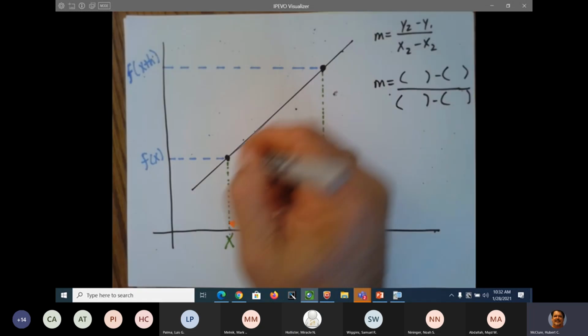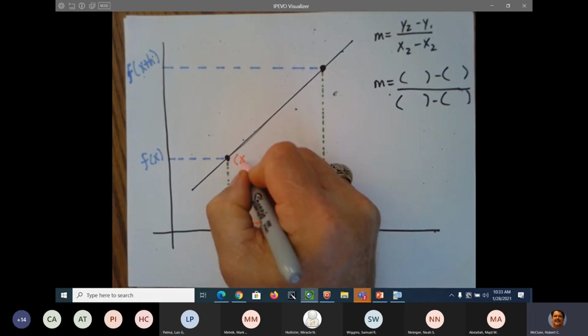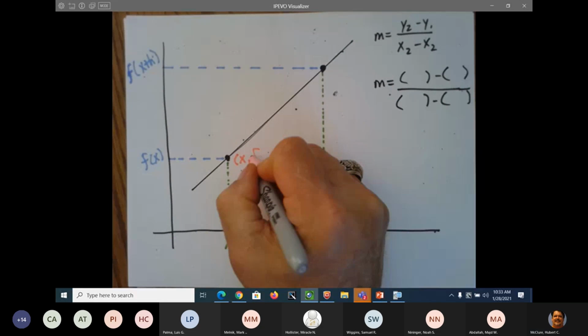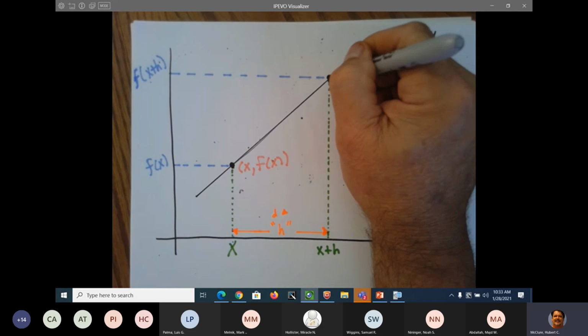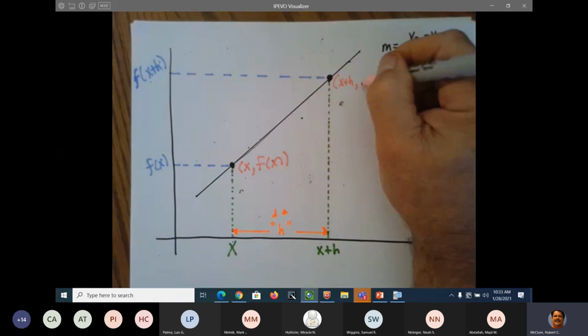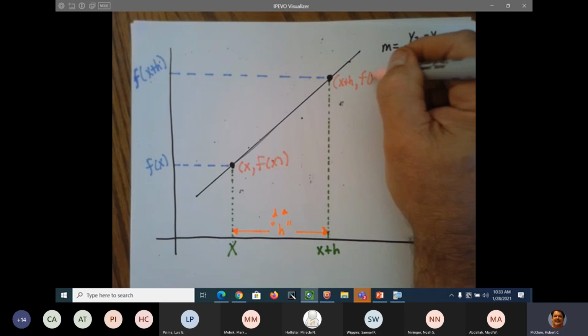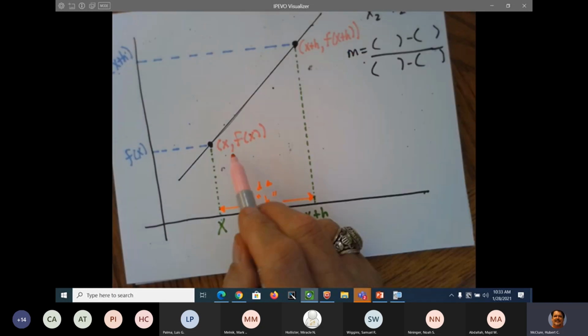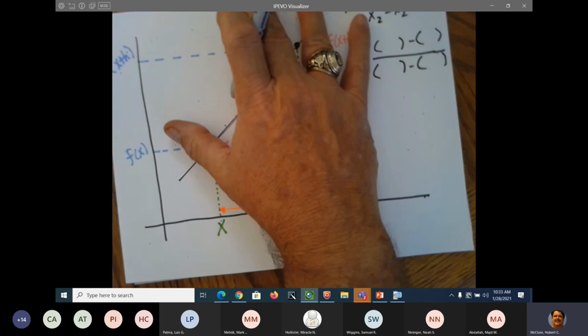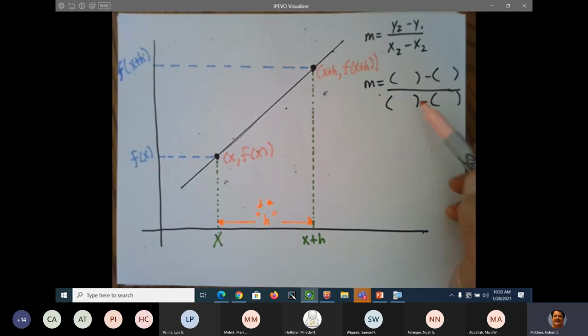This point right here is x, comma, f of x. And this point right here is x plus h, comma, f of x plus h. Now, there's your two coordinates. I want you to take those two coordinates and plug them into the slope formula, and I want you to reduce or simplify it. There's only one thing you can do to simplify it. There's not a lot. So go ahead and plug and chug.